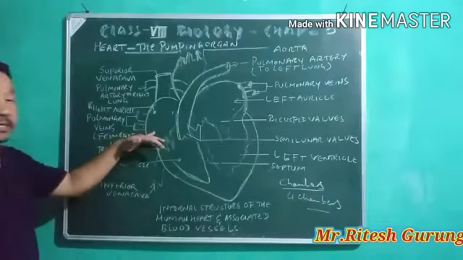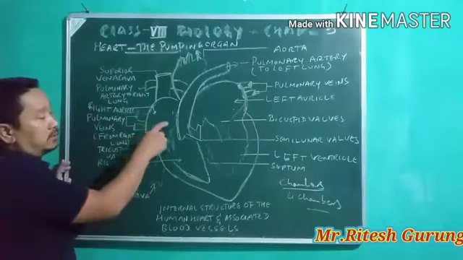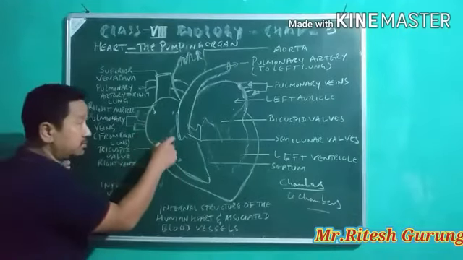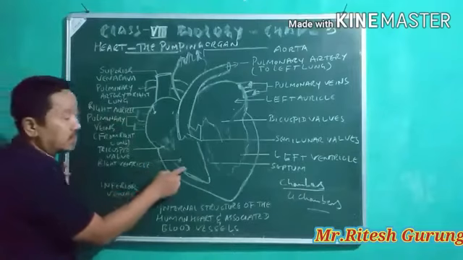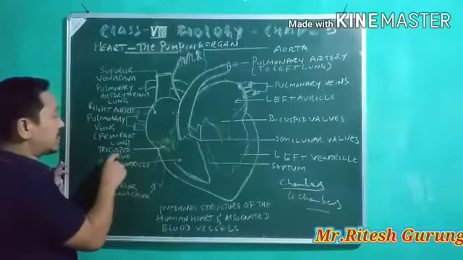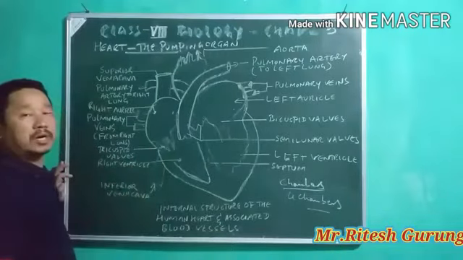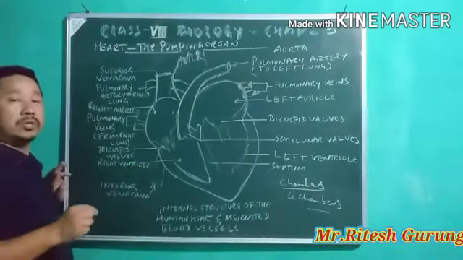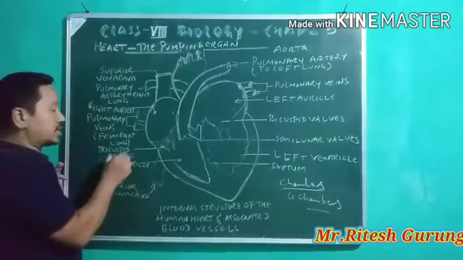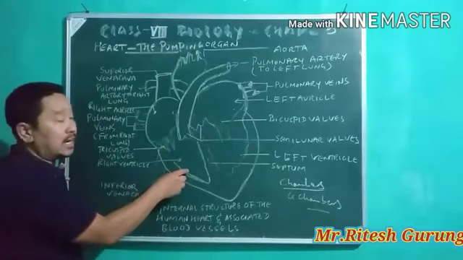So on the right side, the valves which separate the right auricle from the right ventricle are called tricuspid valves. That means here you find three cups or valves. Three cups: mono, di, and tri. Three cups you find here, which are called tricuspid valves. The tricuspid valves are the ones which separate the right auricle from the right ventricle.